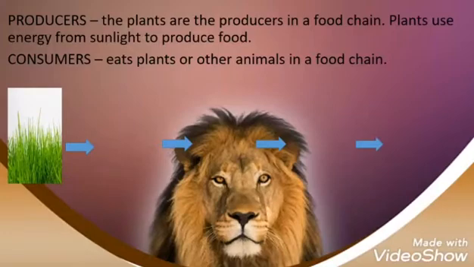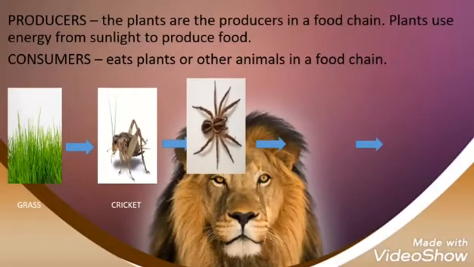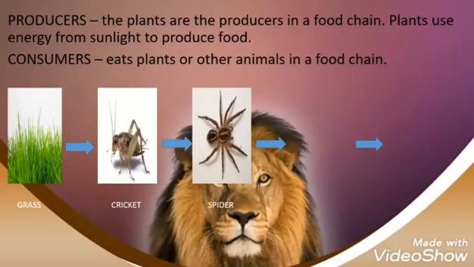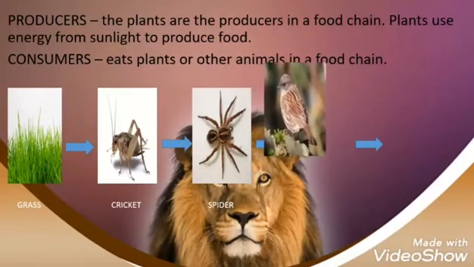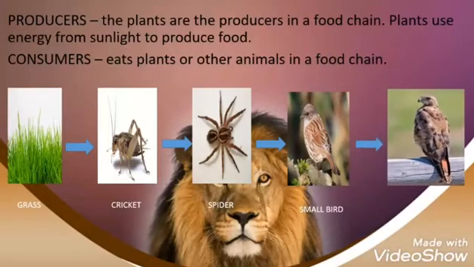Let's have an example of a food chain. Let us start with the grass. The grass is the producer. The grass is eaten by the cricket. The cricket is eaten by the spider. The spider is eaten by the small bird. And the small bird is eaten by the hawk.